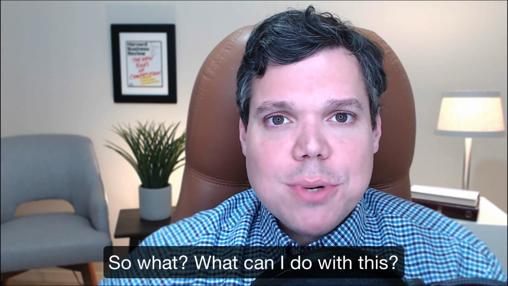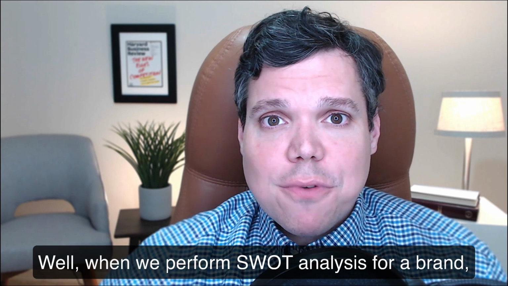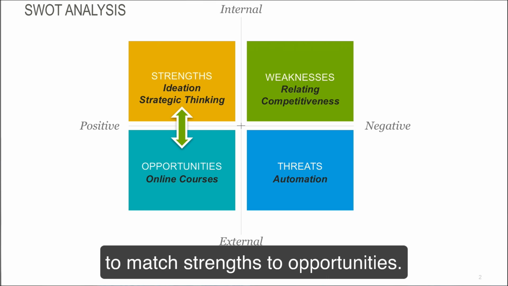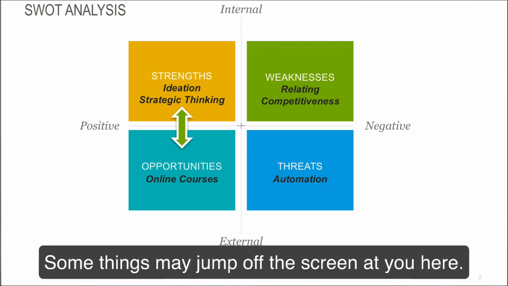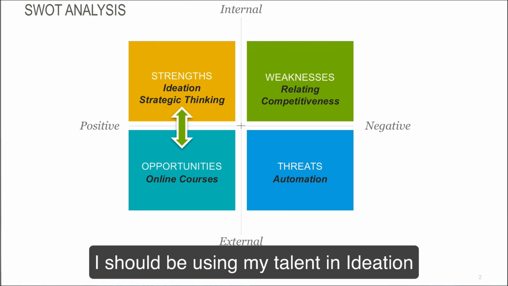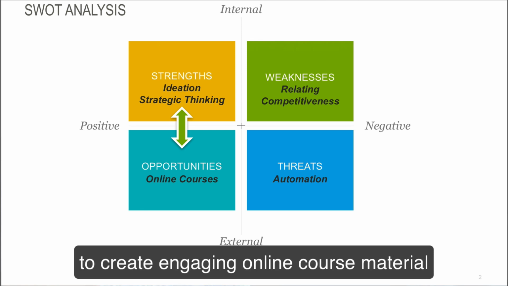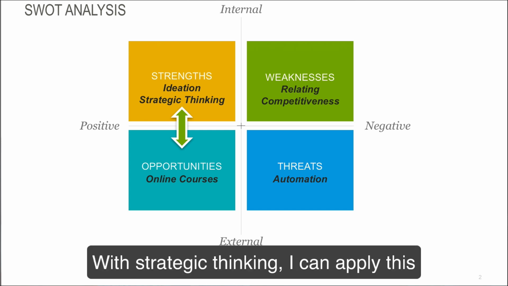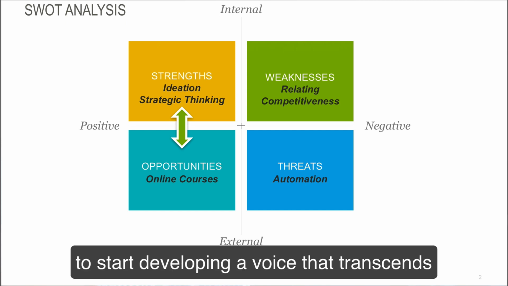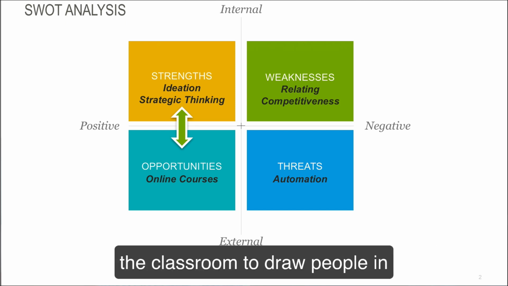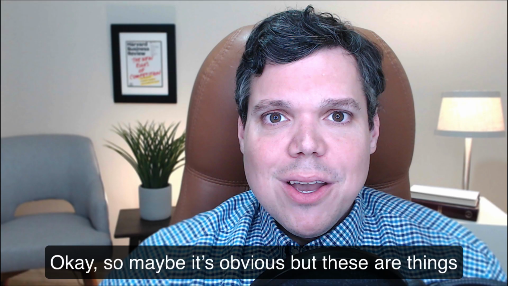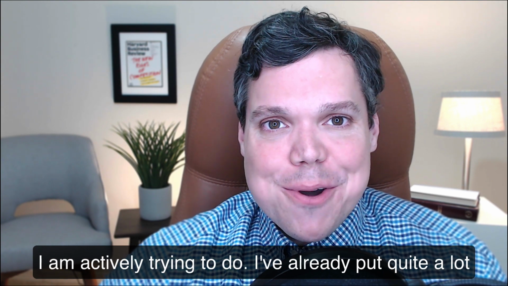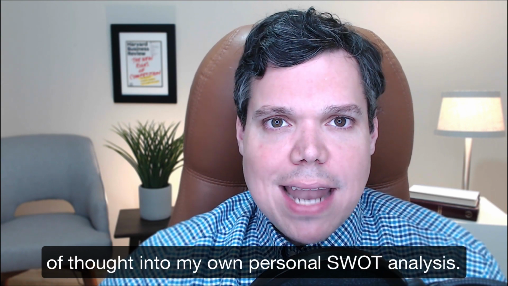So what? What can I do with this? Well, when you perform SWOT analysis for a brand, our clearest course of action is usually to match strengths to opportunities. Some things may jump off the screen at you here. I should be using my talent in ideation to create engaging online course material and move beyond the online lecture format. With strategic thinking, I can apply this to start developing a voice that transcends the classroom to draw people in from social media networks. Okay, so maybe it's obvious, but these are things I'm actively trying to do. I've already put quite a lot of thought into my own personal SWOT analysis.